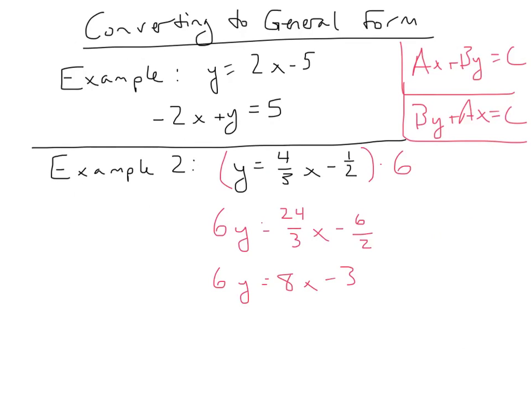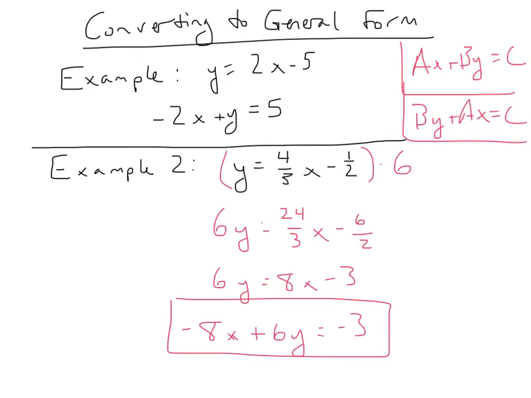And now just by subtracting 8x from each side, I get negative 8x plus 6y equals negative 3. And here we are in general form. So your general strategy here should be to clear denominators. Figure out what that least common denominator would be if you were to add the fractions that show up in your equation, and multiply both sides of the equation by that. You will no longer have fractions that you need to deal with.